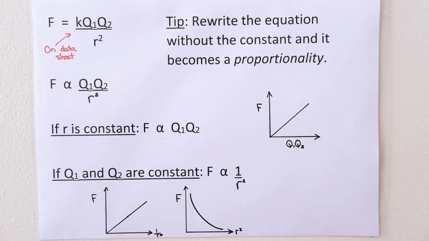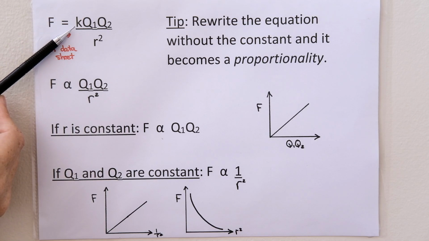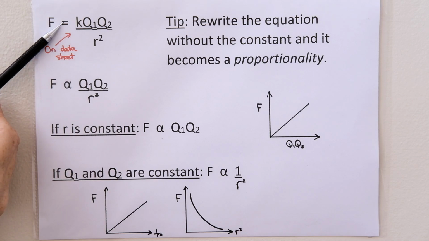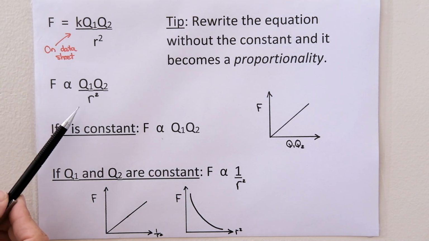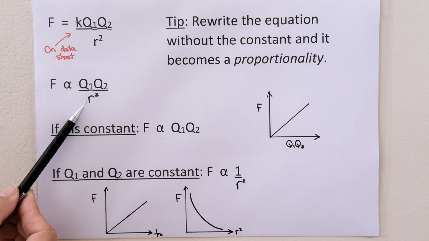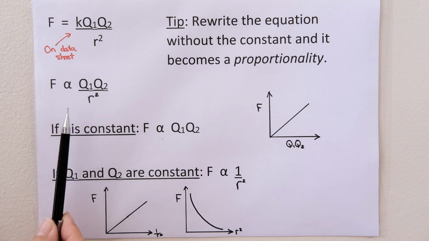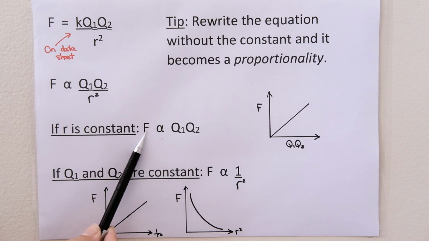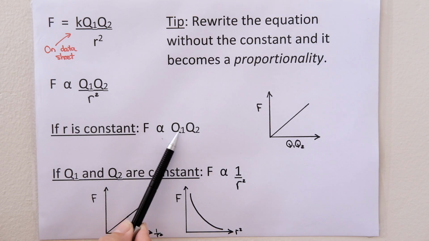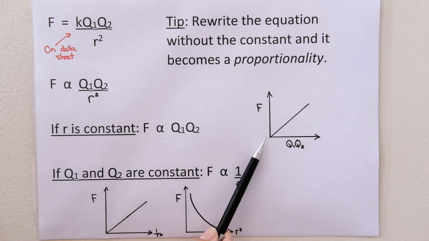We are now going to look at the equation that goes with Coulomb's law. This equation is on your data sheet. And if we take the constant in any equation, remove it, your equal sign becomes a proportionality. Now we can predict what graphs would look like. If we say that r is also constant, then we can leave that out as well. Then this proportionality becomes that. So now we can say that force is directly proportional to the product of the two charges. And here is the graph.